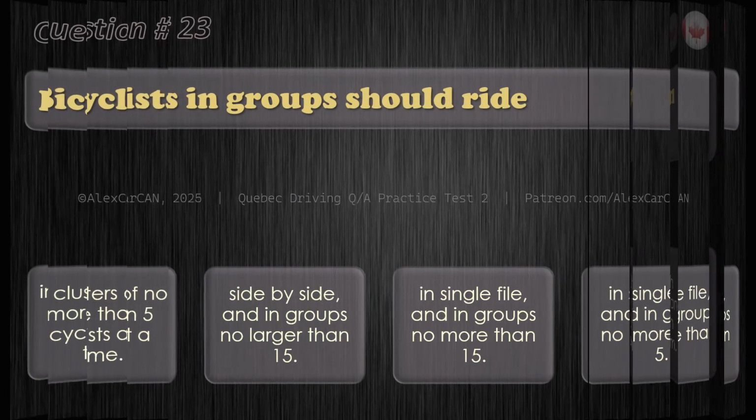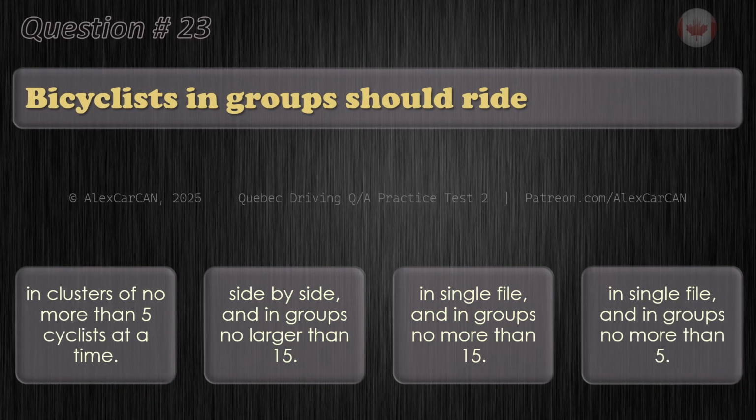Question number 23. Bicyclists in groups should ride in clusters of no more than 5 cyclists at a time, side by side, and in groups no larger than 15. In single file, and in groups no more than 15. In single file, and in groups no more than 5. The correct answer is in single file, and in groups no more than 15.